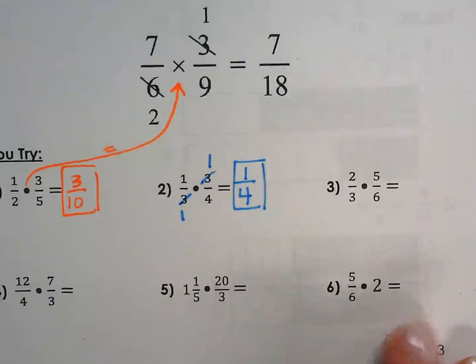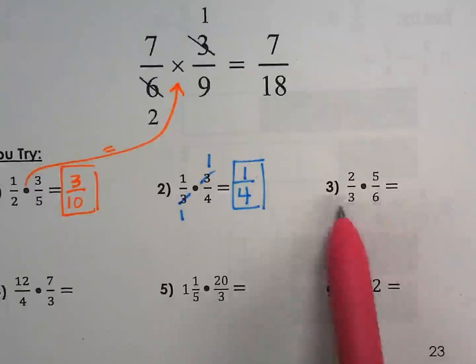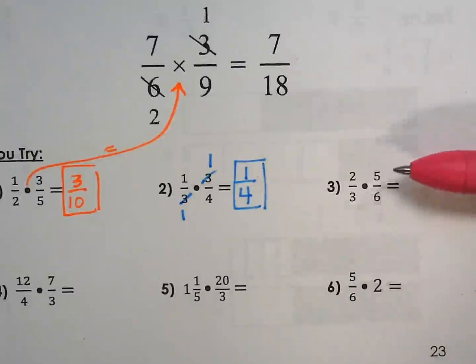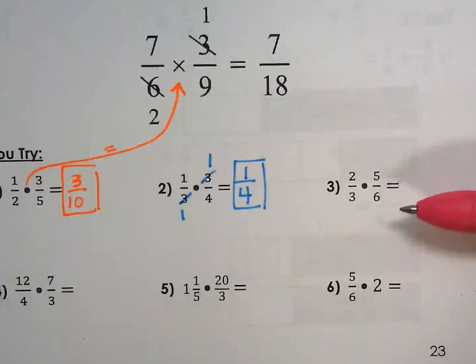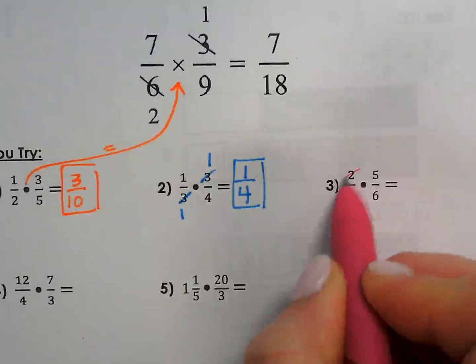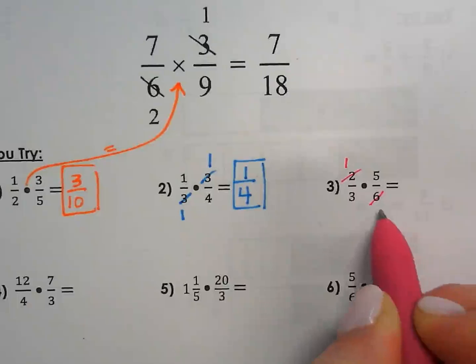So we look top to bottom, top factors and bottom factors. Notice we're not going to look sideways. 3 and 6 do share a common factor, but that does not help us here. We're looking top to bottom. And since 2 and 6 share a common factor of 2, that's what I'm going to simplify by. So 2 divided by 2 is 1, and 6 divided by 2 is 3.